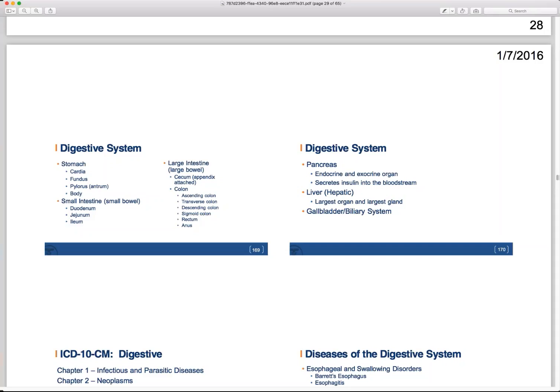261. And as I go through the chapter or the different body systems, make sure you're paying attention to how I'm saying to break down the different procedures in each of the body systems so that you can familiarize yourself with the different procedures, the root operations, or the procedures that are actually happening. But as far as the anatomy, back to this slide, you can see the stomach is the cardia, the fundus, the pylorus, and body.